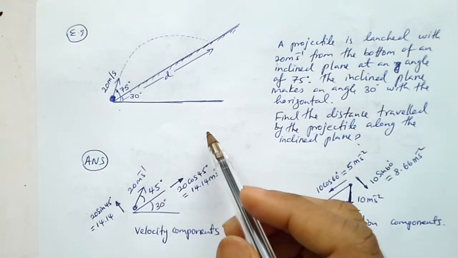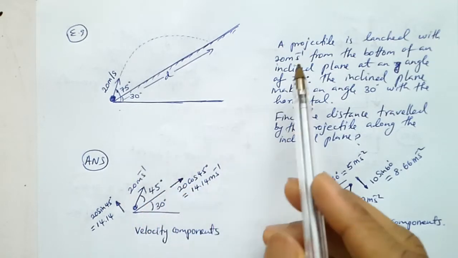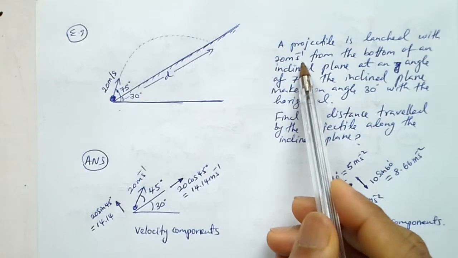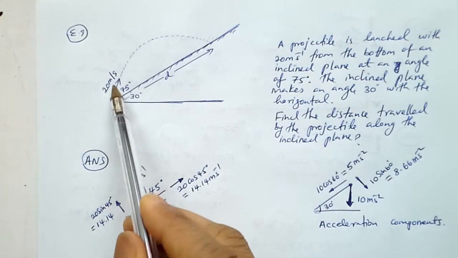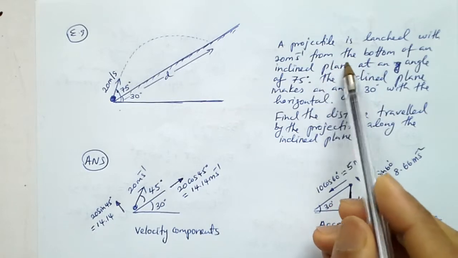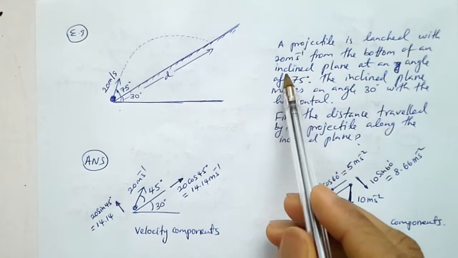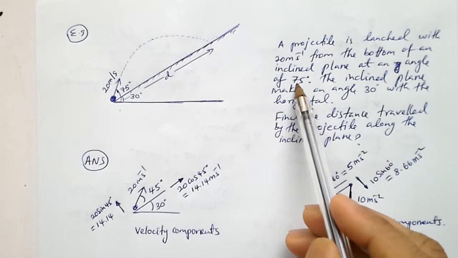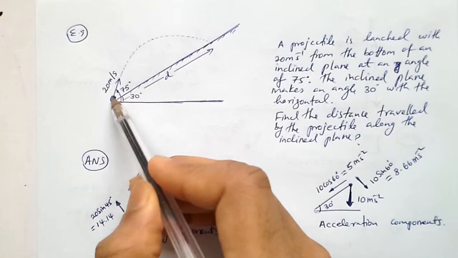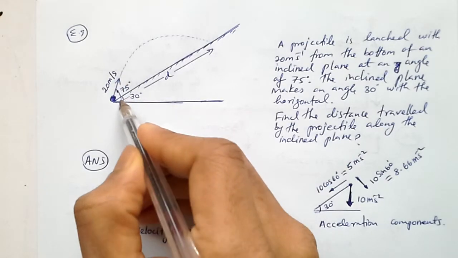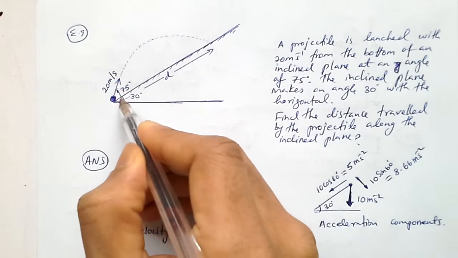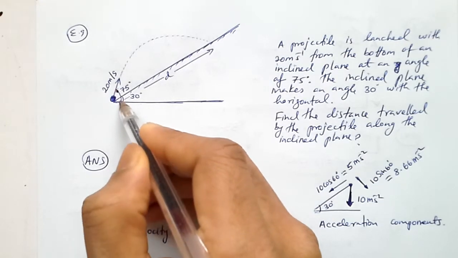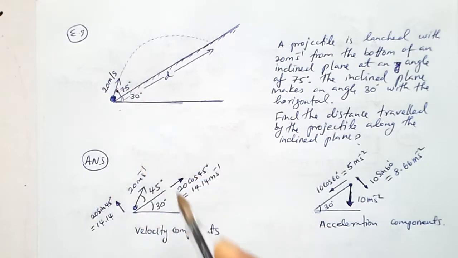A projectile is launched with 20 meter per second. Okay, so you launch a projectile with 20 meter per second from the bottom of an inclined plane at an angle of 75 degrees. The angle the projectile makes with respect to the horizontal axis is 75 degrees.